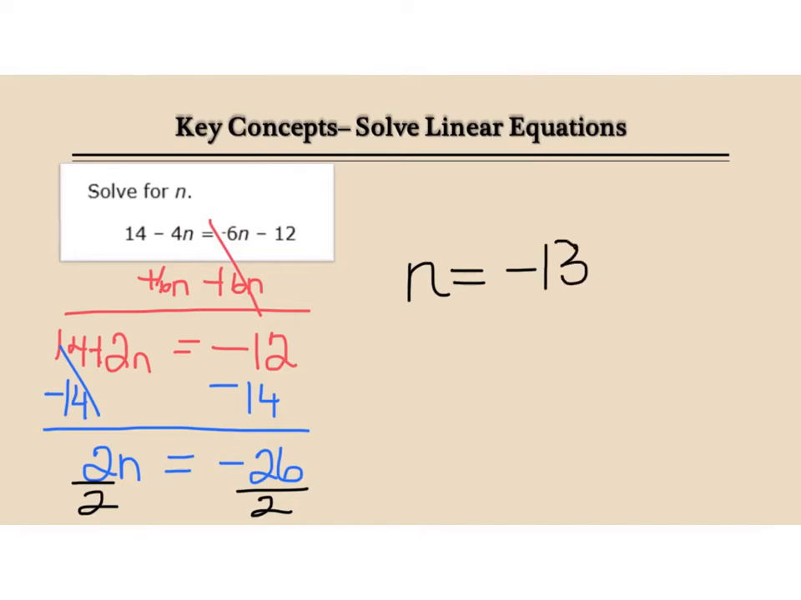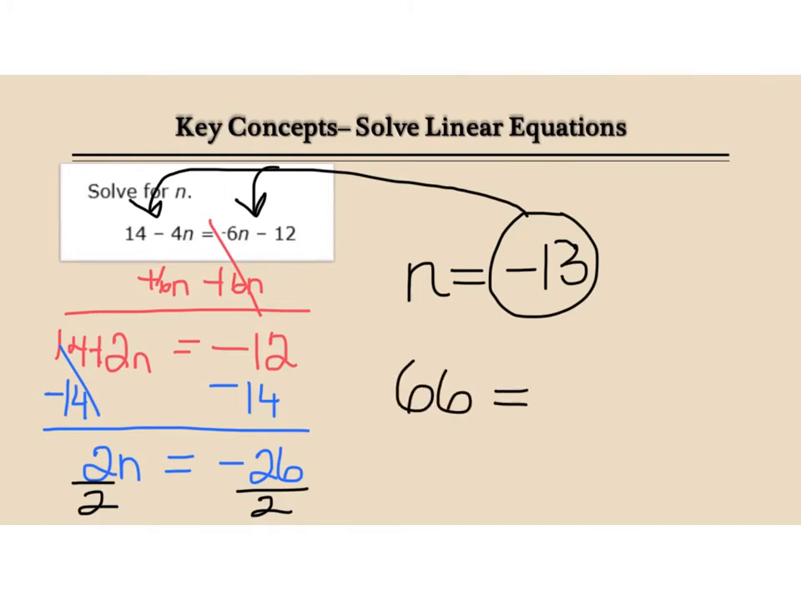Now, if you go back up and you plug in -13 into the original equation every place you see n, put both sides into your calculator, you would see that both sides equal 66. So because both sides are the same, that means negative 13 was the right answer. Now it's your turn.